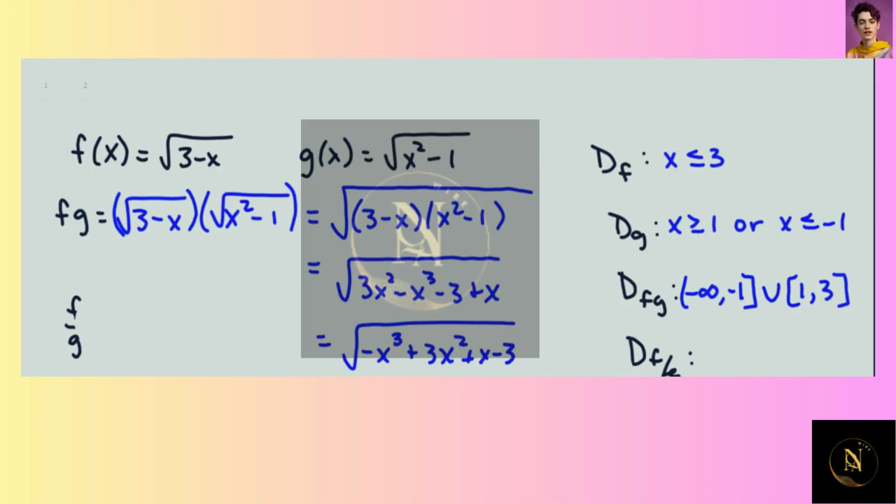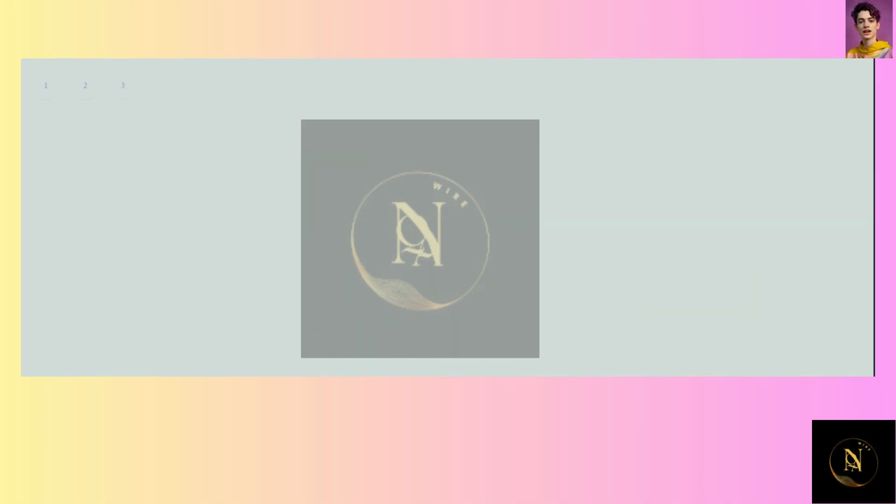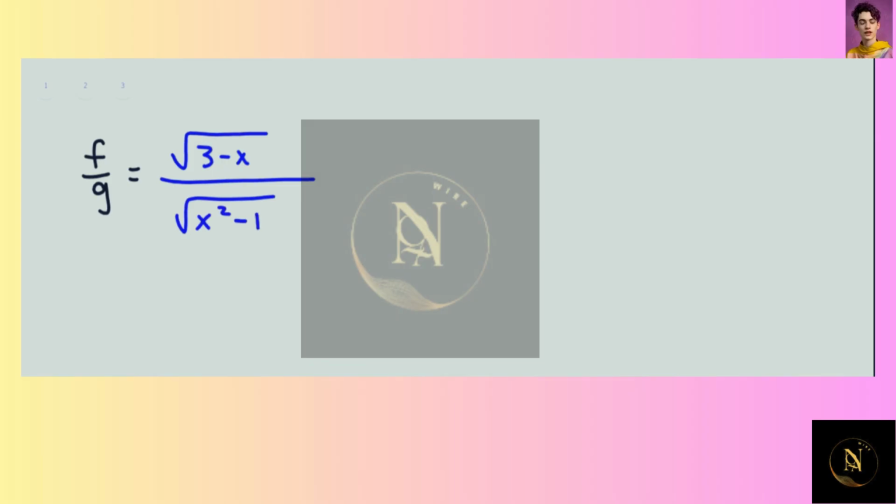Okay, let's go to another slide for f over g. So we're going to take function f, which was the square root of 3 minus x, and divide it by function g, which was the square root of x squared minus 1. We could write those inside a single square root if we want to. And I suppose if we were really interested, we could rationalize the denominator, but typically in calculus, you're not required to do that. So we'll call this f over g.